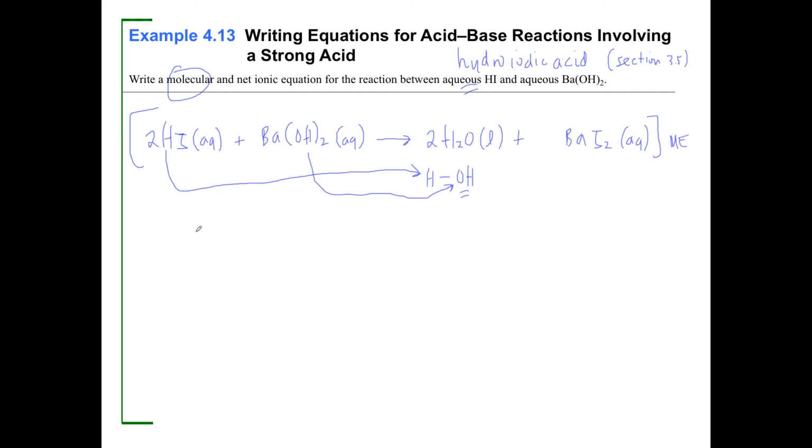Molecular equation. Now for my net ionic equation, I'm usually going to write out my full ionic equation first. Let me go red. My full ionic equation is going to be H+. I'll put the states in a minute. Iodide. If barium hydroxide is aqueous, then barium is going to be like that, aqueous plus hydroxide.